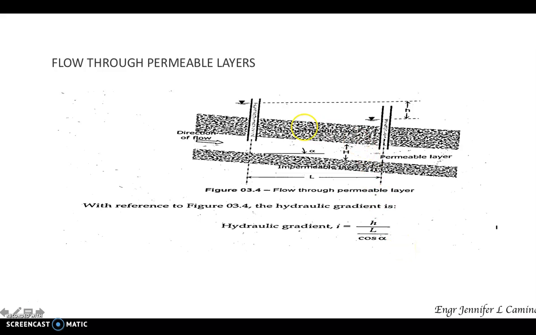Basically, we have here a soil layer, and we have a standpipe installed, and from the surface of the water of one standpipe to the surface of the water of the other standpipe is our H. This is our head, and our L is the distance from the center of one standpipe to the other standpipe. And of course, alpha is the angle of inclination of our soil layer with respect to the horizontal. So you simply have to substitute whatever the given values are, and you can find the value for the hydraulic gradient.